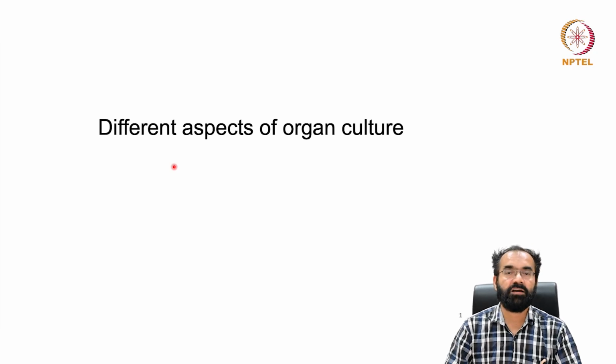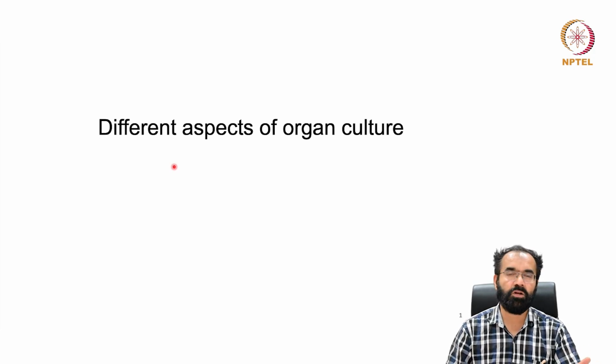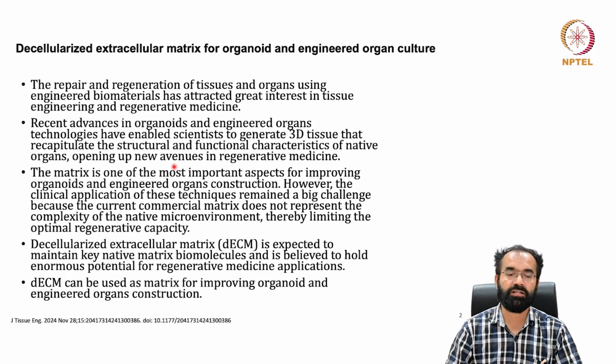In the previous class, we learned about how different scaffolds or different materials can be used for culturing or growing them. We will also see some challenges in the next class. But we will try to learn about different aspects of organ culture, in the sense of what are the pros and cons, what is the best and what is not so good approaches for organ culture, so we can understand what are the possible vistas of matrix production.